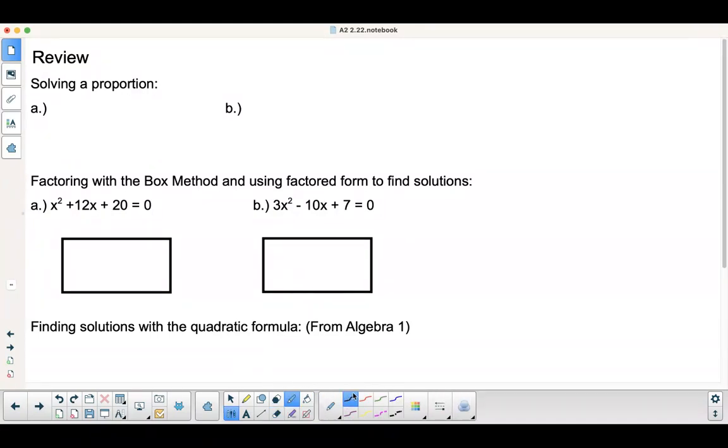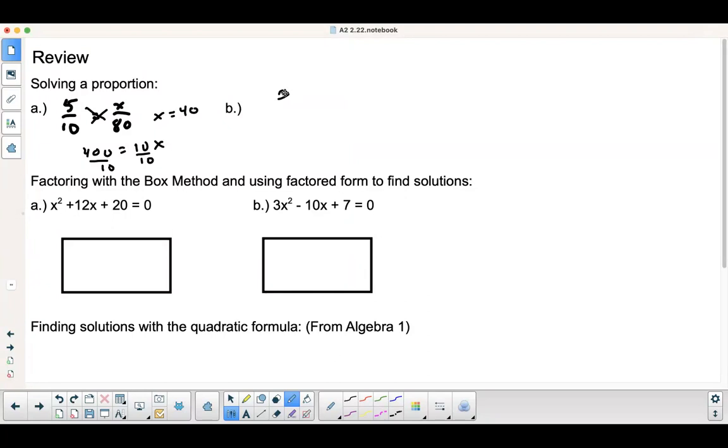If you are strong with this, feel free to fast forward the video. A proportion is two fractions equal to each other. The way that you solve a proportion is you cross multiply. So I take 5 times 80, and I set that equal to 10 times x. And then it's all in one line. I don't have any fraction now, so I can just divide and get x equals 40.